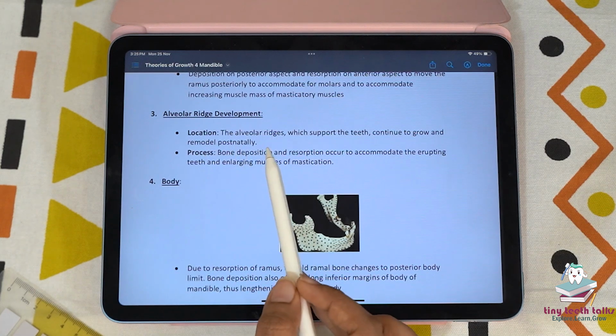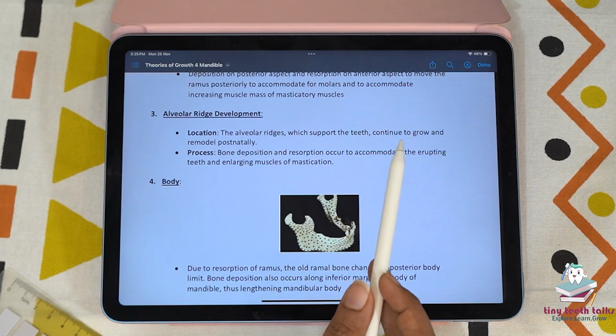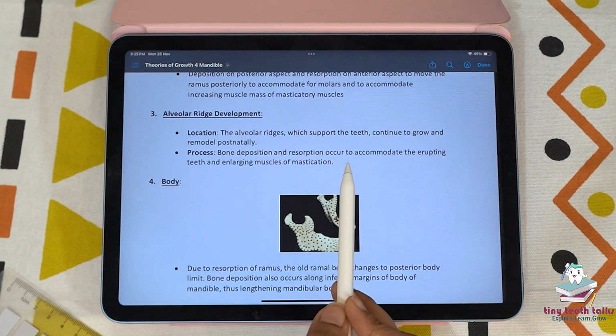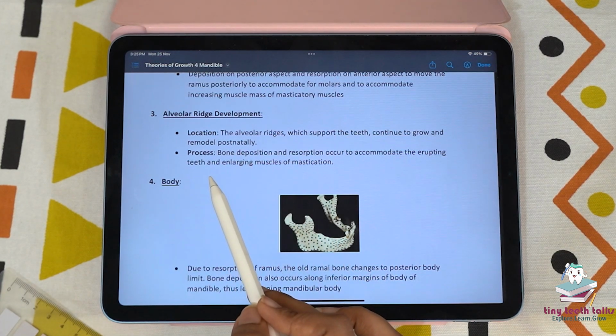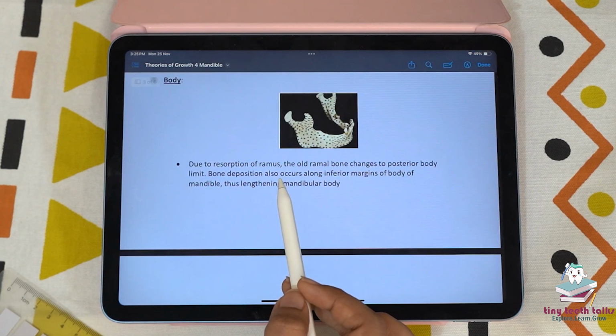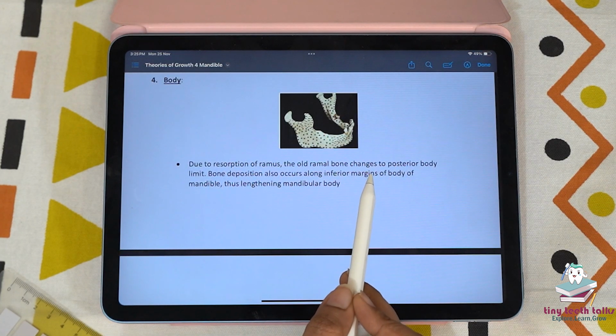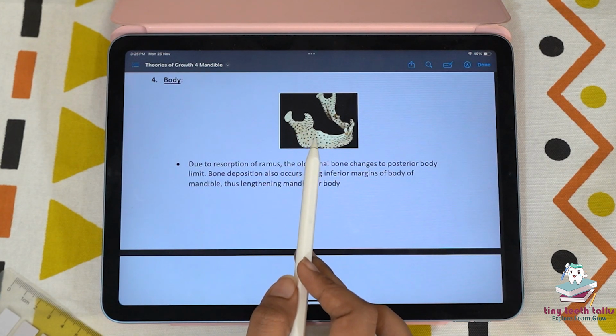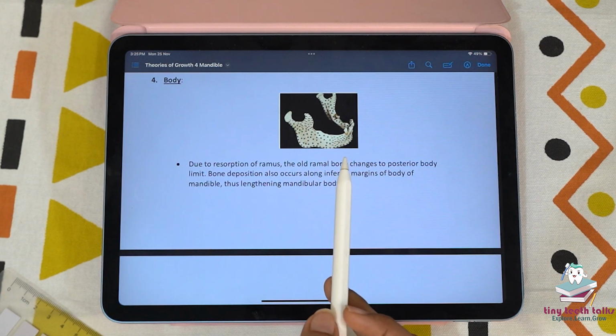Alveolar ridge development. The alveolar ridge which supports the teeth continues to grow and remodel postnatally. Bone depositions and resorptions occur to accommodate the erupting teeth and enlarging muscles of the mastication. Body. Due to the resorption of ramus, the old ramal bone changes to posterior body limb. Bone deposition also occurs along the inferior margins of the body of the mandible, thus lengthening the mandibular body.